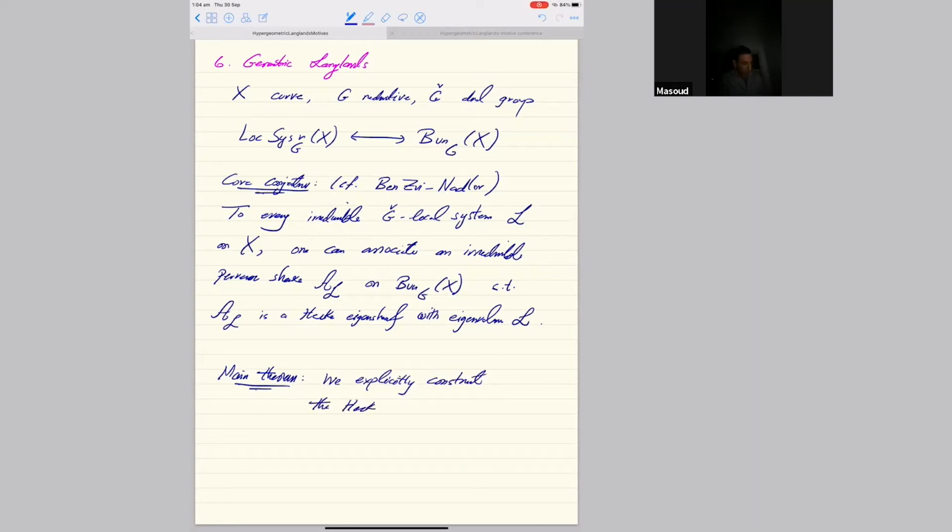So the Hecke eigensheaf whose eigenvalue is a hypergeometric.